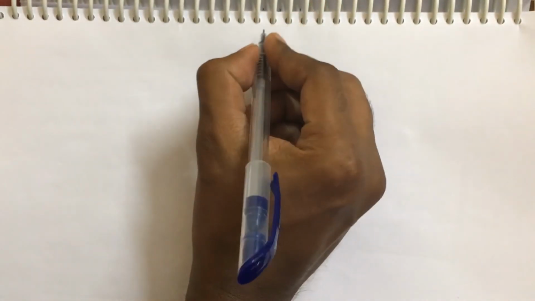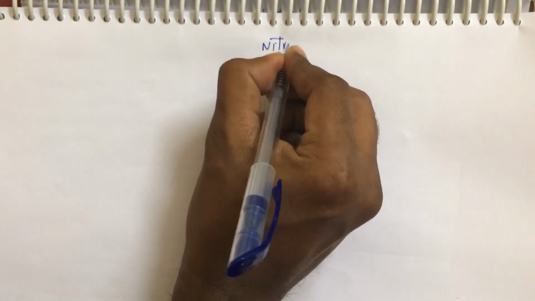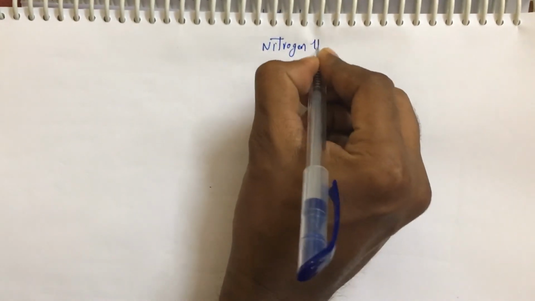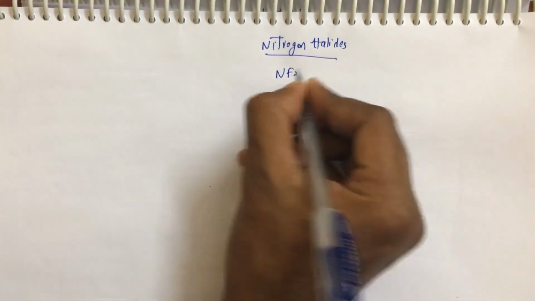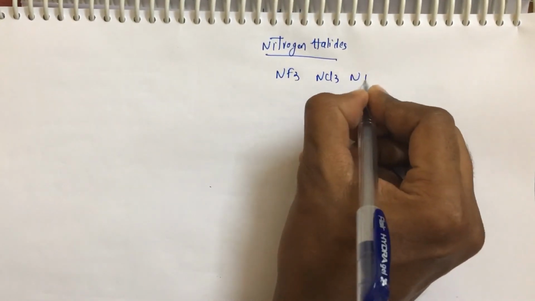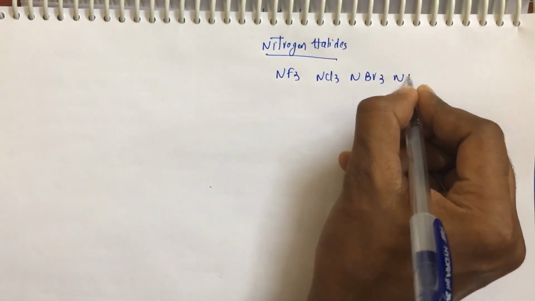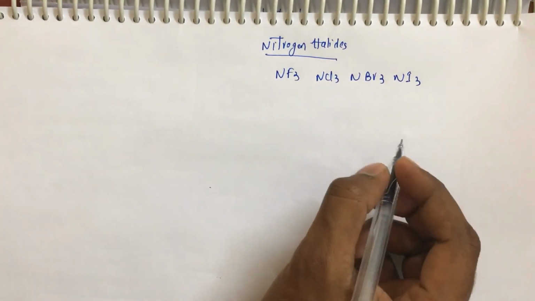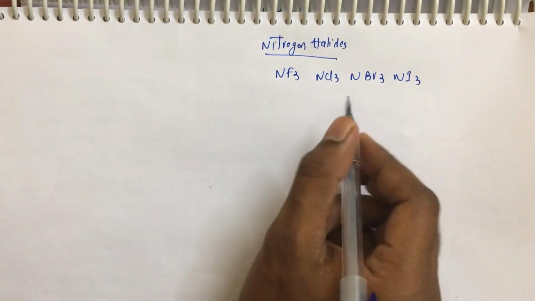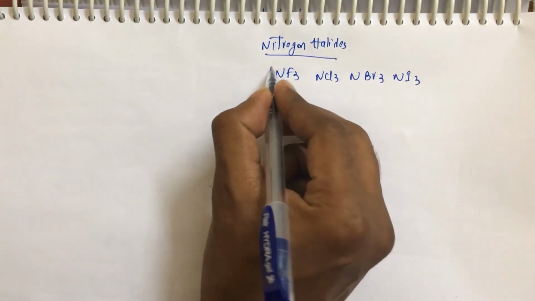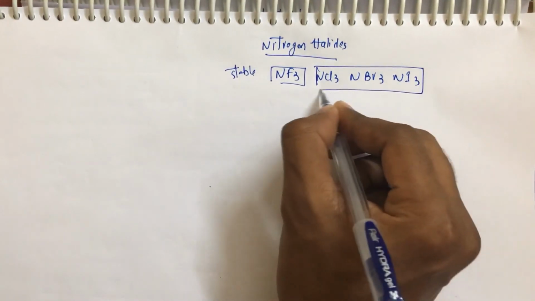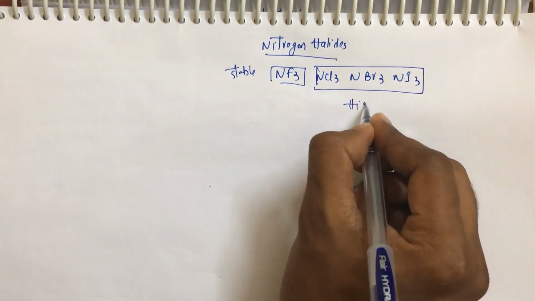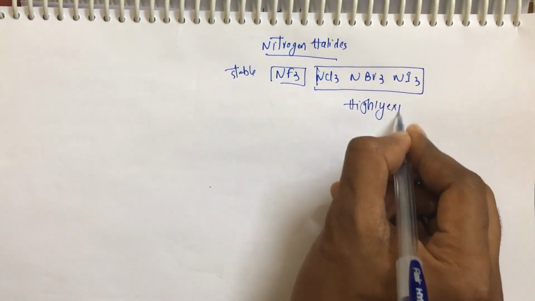Like, we have nitrogen halides. So we have NF3, NCl3, NBr3, and NI3. It's very simple and it's not that important also, but here we need to remember a few points. So NF3 is stable, but these other three are unstable. These are highly explosive in nature.